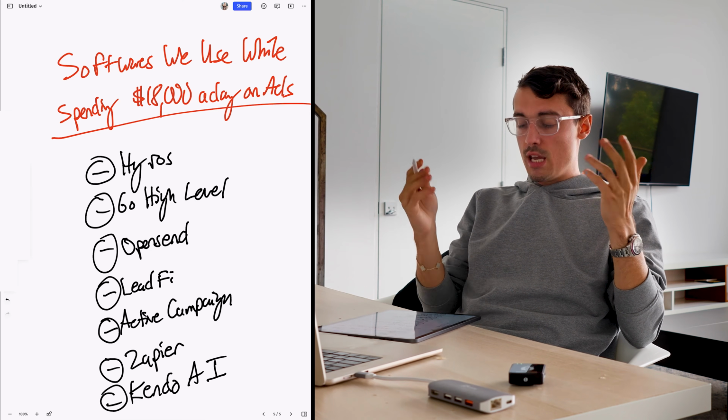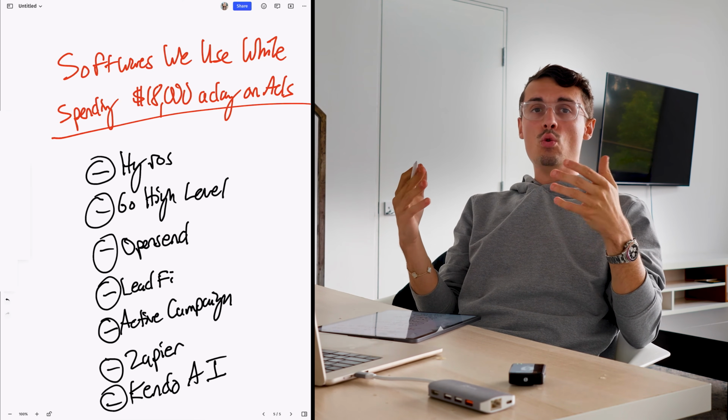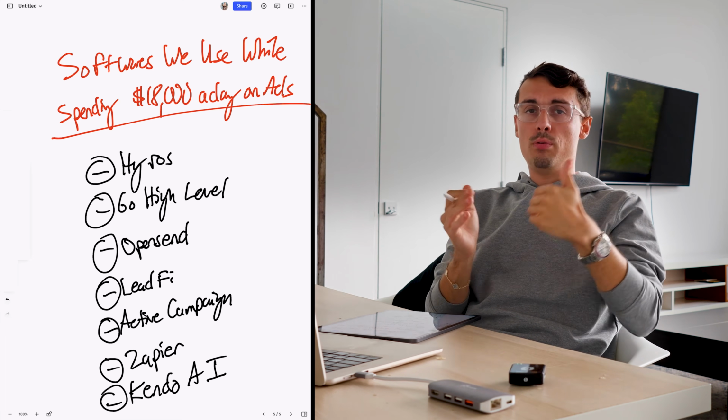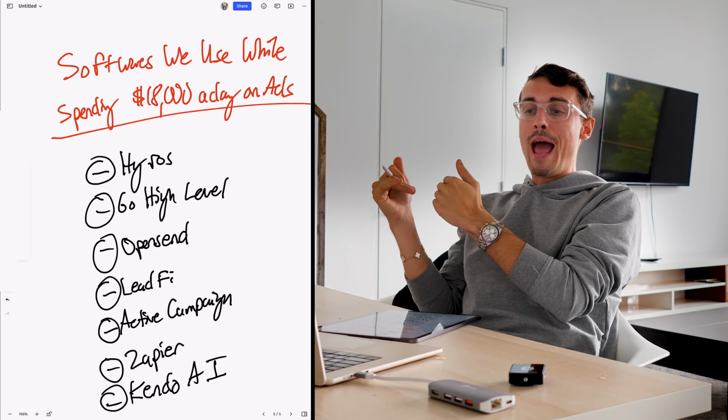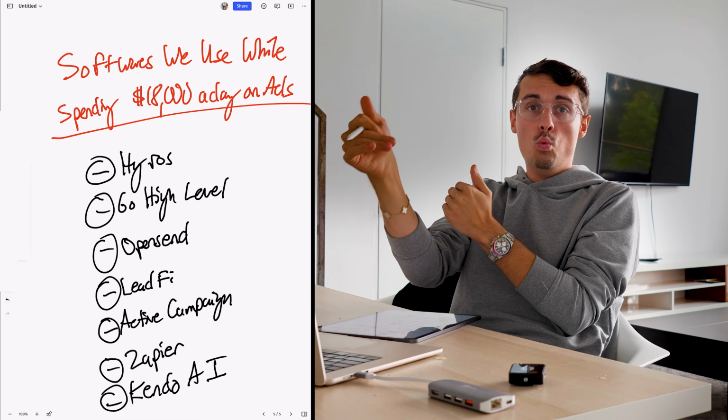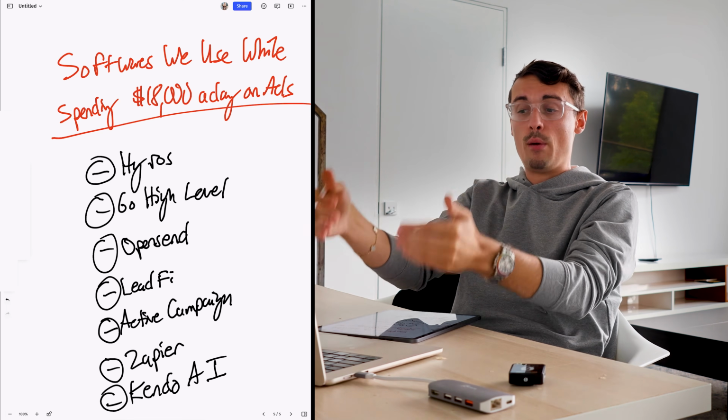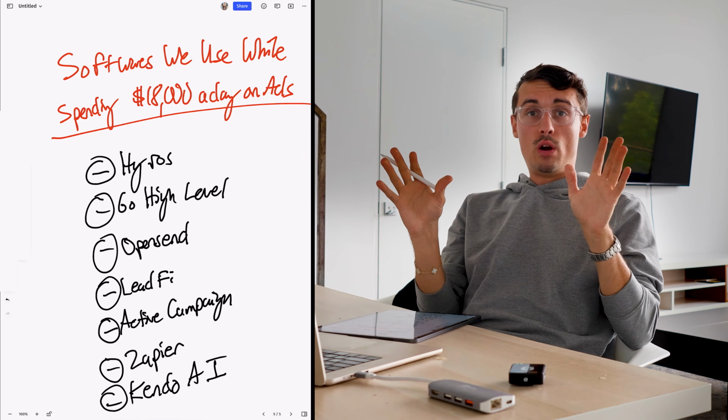And then for the sales team, we use Kendo AI. Kendo AI is a tool where you can upload sales calls, upload appointment sets, and you can have your team actually do role playing live with a live robot prospect. That was the exact prospect that you spoke to. It's crazy stuff. It's really cool.